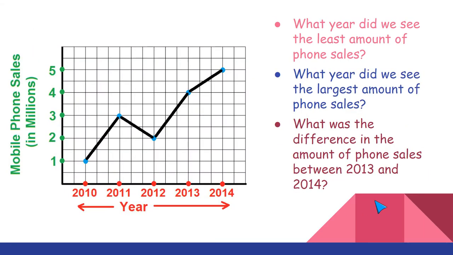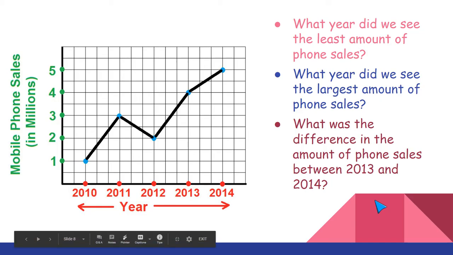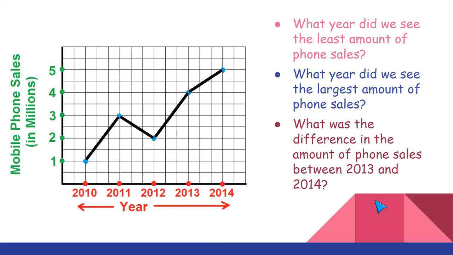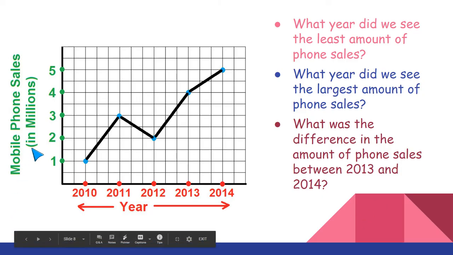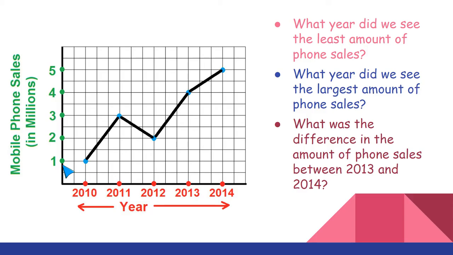All right, this graph does not have a title, but if I were to title it, looking at these years from 2010 to 2014, and then we're looking at mobile phone sales in millions, I would title this cell phone sales or mobile phone sales. That's the same thing. Now, one thing I need to point out, boys and girls, is that the sales are in millions.